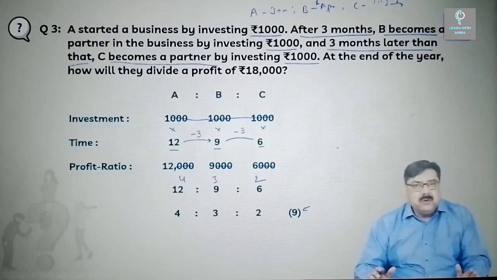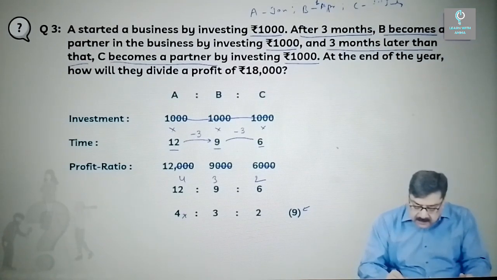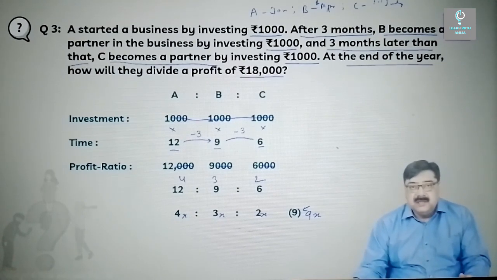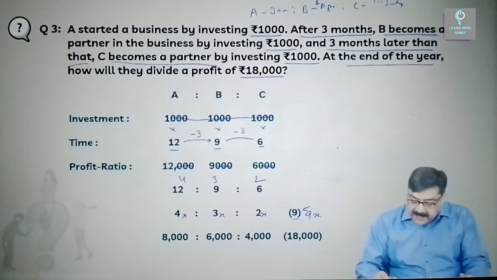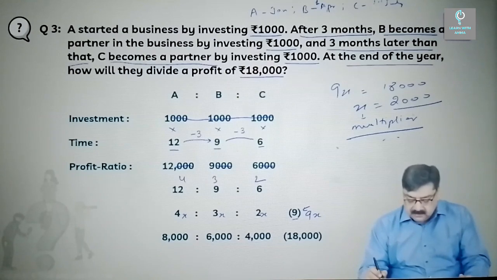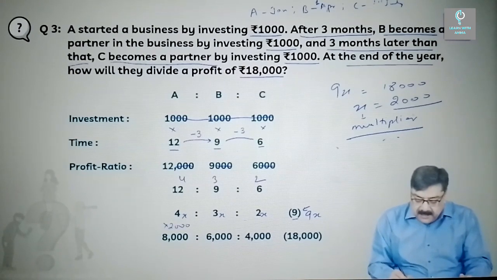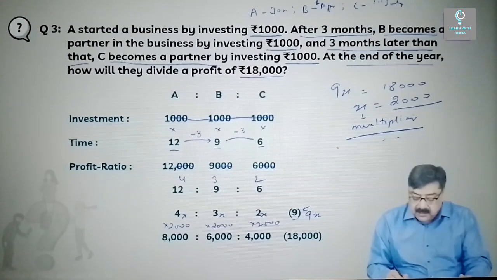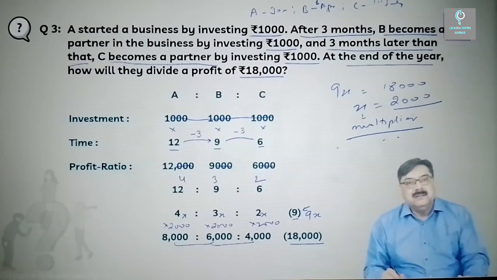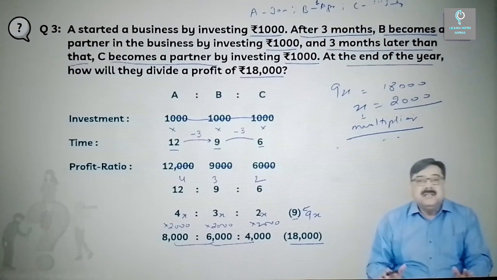Now, the basic concept of ratio and proportion must be very clear to you. These are the ratio points, so this total is 9x. Now, at the end of the year, they have to divide a profit of rupees 18,000 among them. So when you compare 9x with 18,000, we find that x, which is the multiplier, is nothing but 2,000. So each of these ratio points is multiplied with 2,000. So 4 into 2,000, that is 8,000. 3 into 2,000, that is 6,000. 2 into 2,000, that is 4,000. A quick check, 8 plus 6, 14. 14 plus 4, 18,000. So this is how we will divide the profit among these 3 persons.